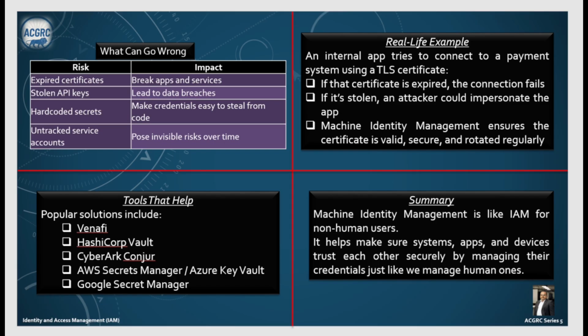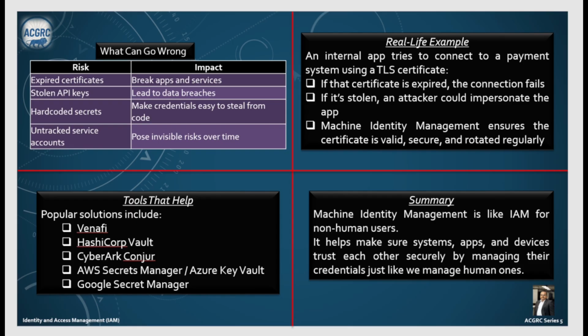Real life example, an internal app tries to connect to a payment system using a TLS certificate. If that certificate has expired, the connection fails. If it is stolen, an attacker could impersonate the app. Machine identity management ensures the certificate is valid, secure, and rotated regularly. Popular solutions or tools include Venafi, HashiCorp Vault, CyberArk Conjur, AWS Secrets Manager, Google Secret Manager, etc. There are many more in the market.